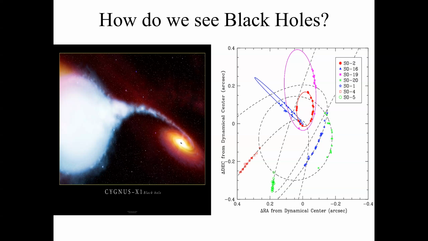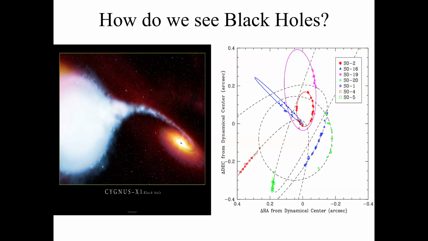The way we wind up seeing black holes is twofold. One is by their effects on gas around them. In the left-hand illustration, you see a cartoon of a binary pair where a star is losing some of its outer envelope onto an accretion disk around a black hole.